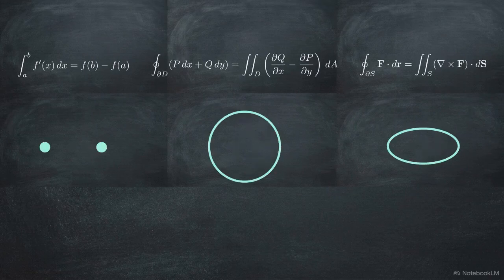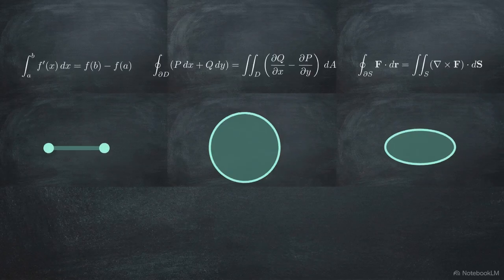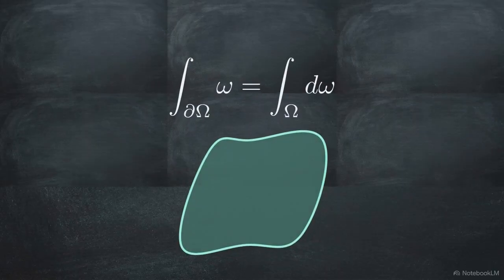Green's theorem, Stokes' theorem, and the fundamental theorem of calculus share an identical underlying structure. Each relates the behavior of an object inside a region to its behavior on the boundary. All three can be condensed into this single expression. This is the generalized Stokes' theorem.